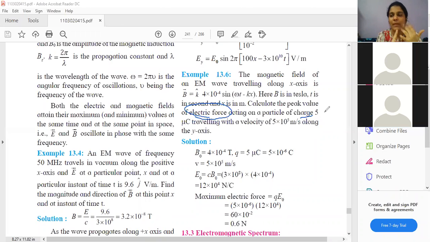So see, my wave is on x-axis, my magnetic field is on z-axis. So obviously my electric field is going to be on y-axis. That is very obvious. Okay, fine. What they have asked us is, let us read the find part again. Calculate the peak value of the electric force acting on a particle of charge 5 microcoulomb. Okay, fine. And with a velocity along the... Okay, let me just quickly see the solution that is there.